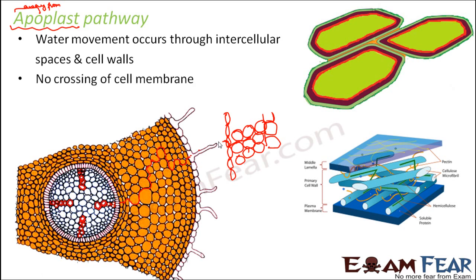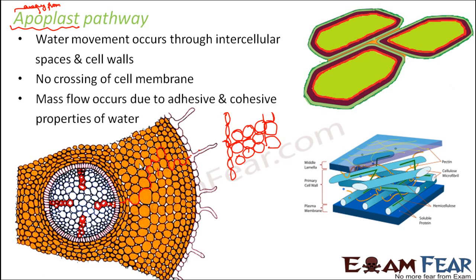So here no crossing of the cell membrane is involved, because this is the cell membrane. So you don't really need to cross the membrane because you are not getting inside the cytoplasm. So no crossing of the cell membrane is involved. How does this mass flow occur? This occurs due to the adhesive and cohesive properties of water.